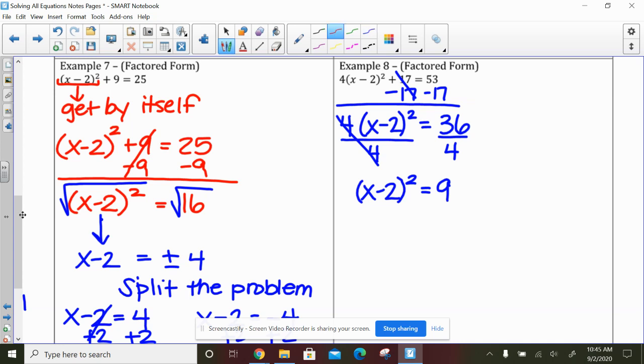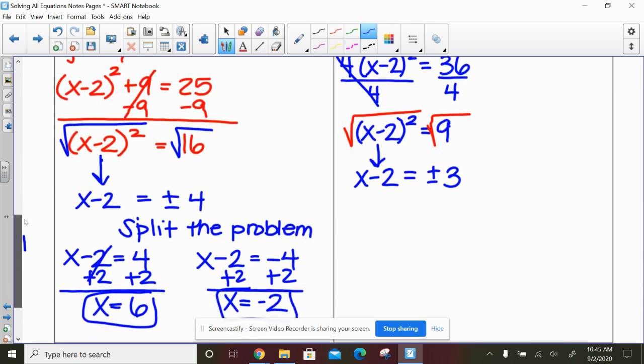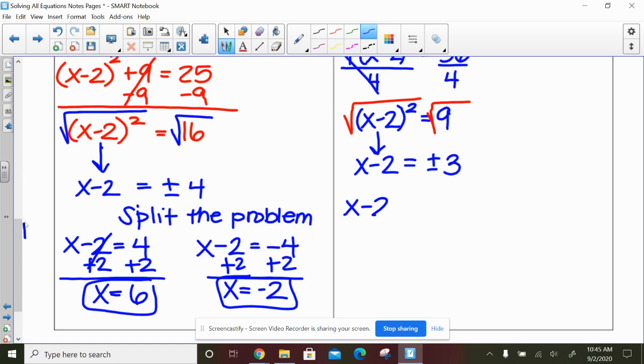Okay, so now I'm going to square root both sides. That makes the x minus 2 just drop out. The square root of 9 is just 3. So I have a plus and a minus 3. This is another problem where we're going to have to split the problem to find the answers. So I'm going to have x minus 2 equals a positive 3, and x minus 2 equals a negative 3.